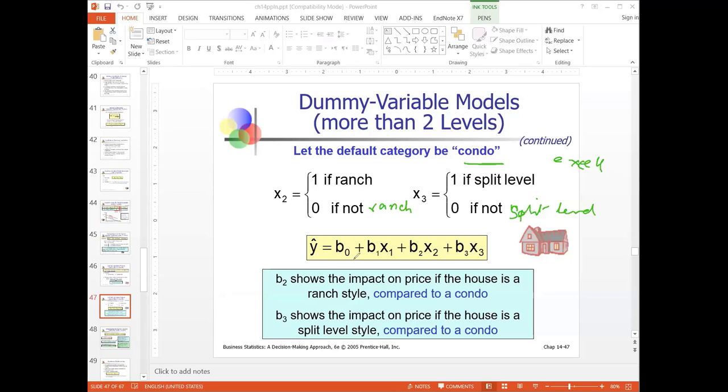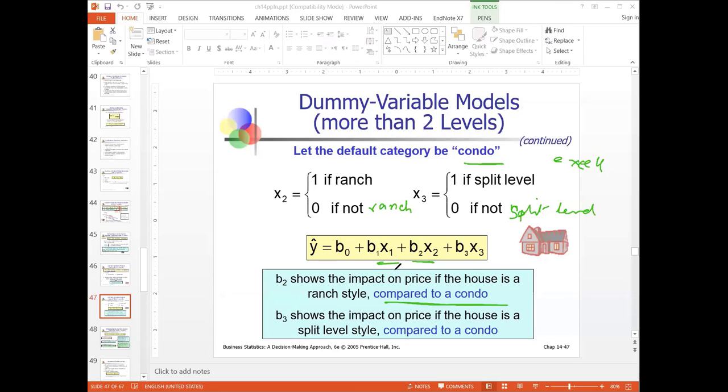So our variable is y depends upon beta 0 plus beta 1 x1. That is the area. Beta 2 x2 is the variable for ranch or not, and x3 is for split level or not. So what is beta 2 telling us? Beta 2 shows us the impact on price if the house is a ranch style as compared to condo. Why? Because we already know that.